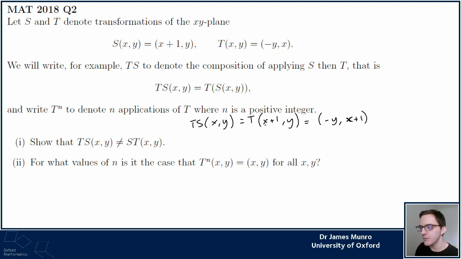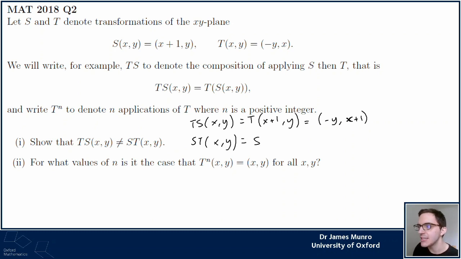So it might be slightly confusing that this application uses a different meaning of x to this x up here. If it helps, you can think of this in terms of other letters of the alphabet. You could imagine T of (u, v) is (-v, u). If that helps, imagine this application of T to different coordinates. Anyway, this is what happens when you do S then T. Let's find out what happens when you do T then S.